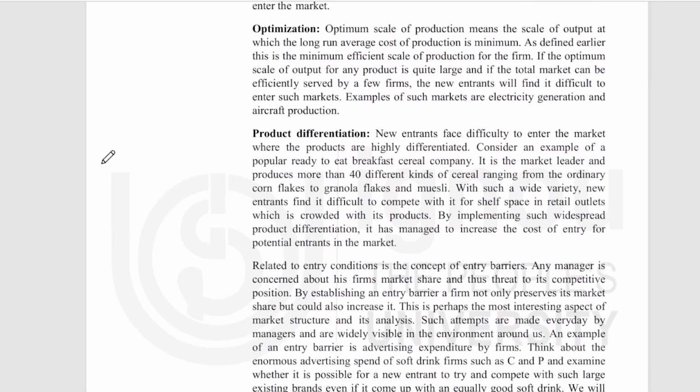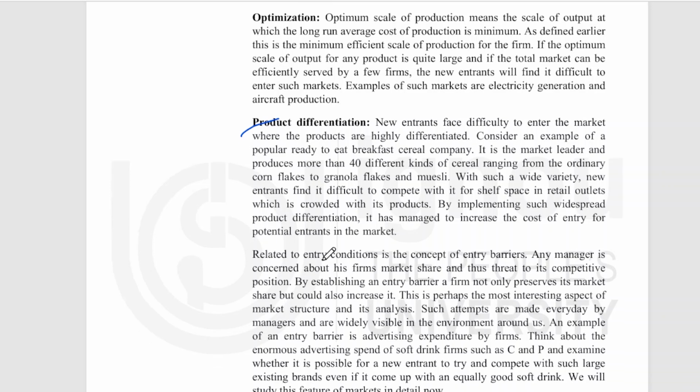Next is optimum scale. Optimum scale of production means the scale of output at which the long run average cost of production is minimum. As defined earlier, this is the minimum efficient scale of production for the firm. Okay. Next is product differentiation. So in product differentiation, new entrants find it difficult to enter the market where the products are highly differentiated. Consider an example of a popular ready-to-eat breakfast cereal company.